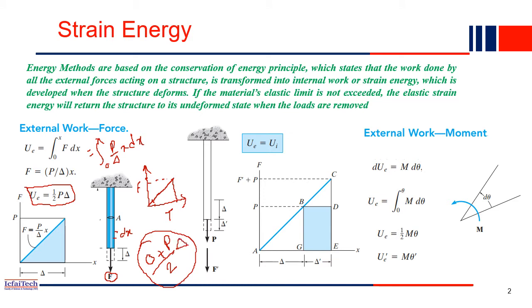Right? So it will be P delta by 2. So in that way also we can solve half P delta by 2. In that way also we can find out the total U. So what is the average force? At the beginning it is 0, and when the time ends it is P, right? So what is the average? Average is 0 plus P by 2. So half into P into delta is the total U, right? So this is the external work done.